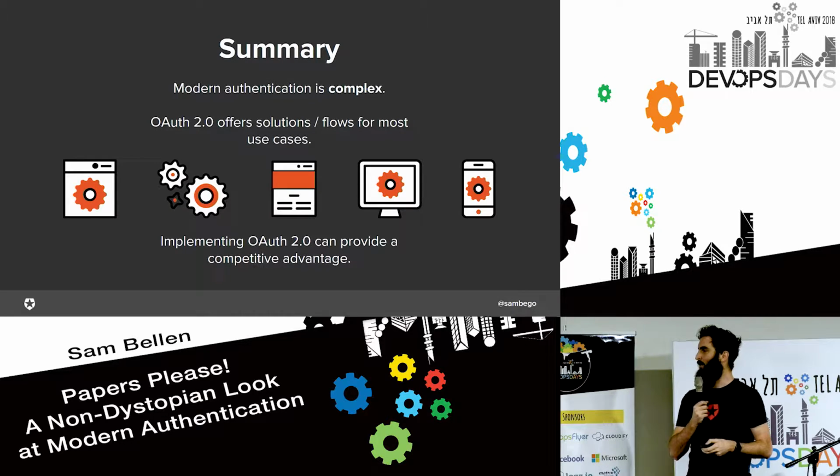And implementing OAuth 2 can provide a competitive advantage because it's based on standards. There are a lot of smart people who think about these standards. When issues are found with these standards, like the implicit flow, they try to figure out a better way to implement authentication based on these standards.